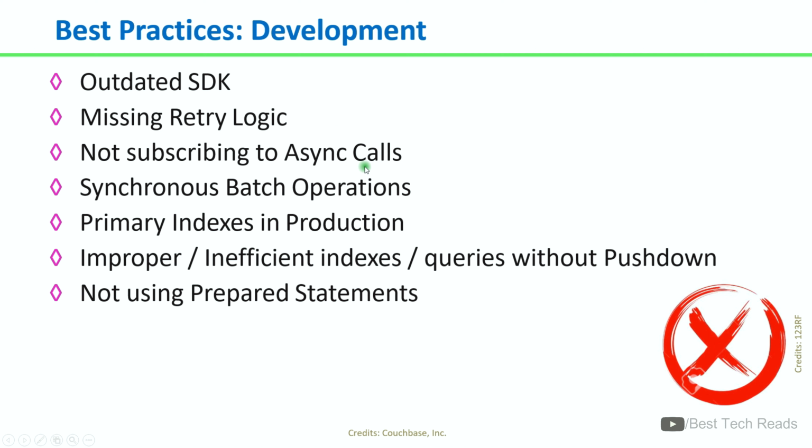Not subscribing to async calls, synchronous batch operations, primary indexes in production. This is not at all recommended by Couchbase support team. Don't create primary indexes in production. It will cause severe performance issues. At least try to avoid them in production, as we discussed earlier. Improper, inefficient indexes or queries without pushdown.